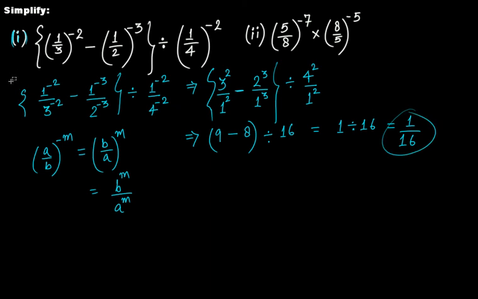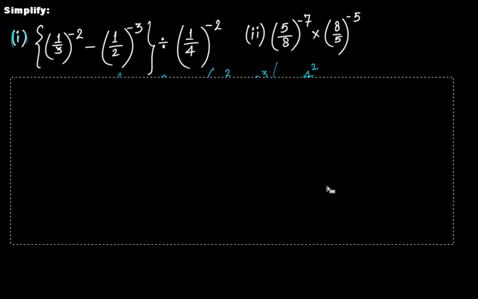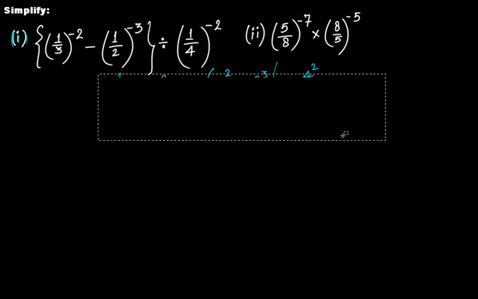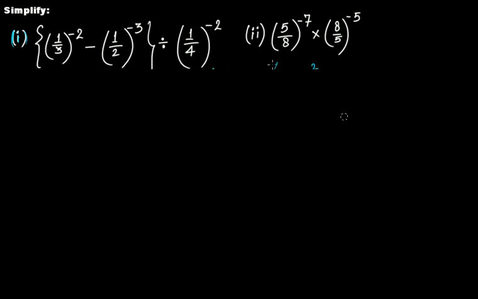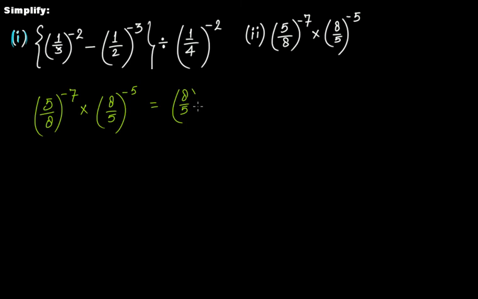Let's solve the second part of the problem. The second part is saying that it is 5 by 8 raised to the power of minus 7 multiplied by 8 by 5 raised to the power of minus 5. Now this can be written as 8 by 5 raised to the power of 7 multiplied by 5 by 8 raised to the power of 5.